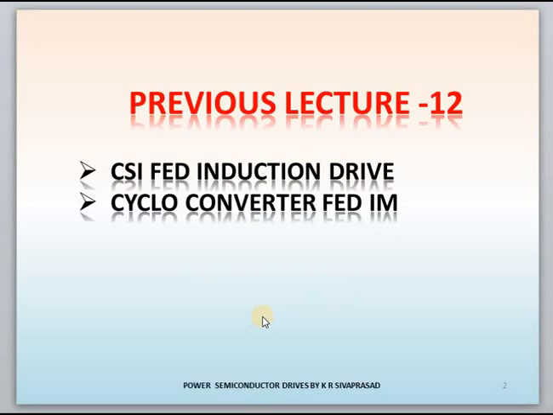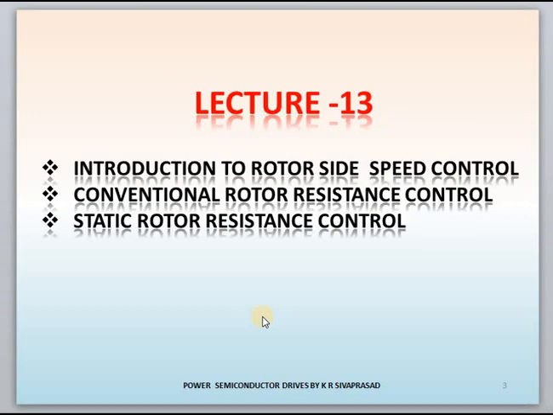In the previous lecture, we covered CSI fed induction motor drives and also cycloconverter fed induction motor drives. These are all stator side speed control methods to control the speed of an induction motor. Whereas in today's lecture, we will see the rotor side speed control methods. But these rotor side speed control methods are applicable only for slip ring induction motors, whereas stator side speed control methods are applicable for both slip ring induction motors and squirrel cage induction motors.